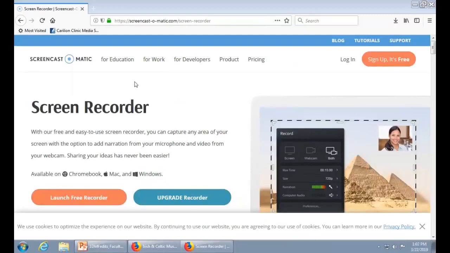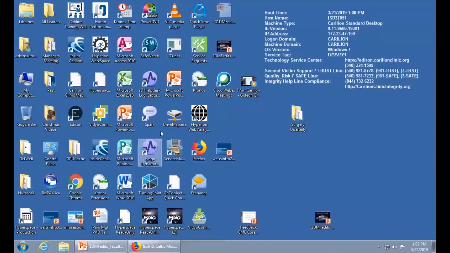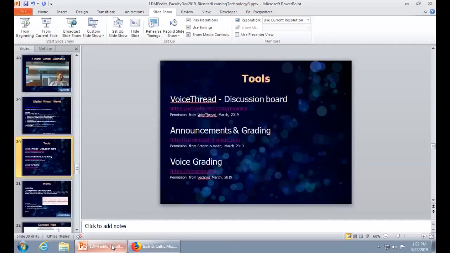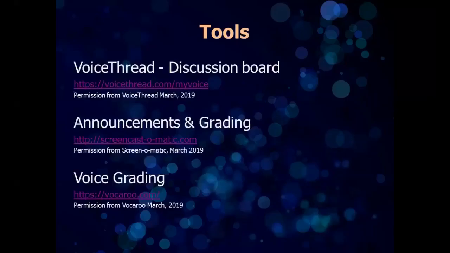Right. Now, I think David has presented here about screencast. That's another option. So there's a lot of different options out there that you can look at. So look at those links. All three of those are free. So for voice grading, use Vocaroo. For discussion boards, VoiceThread, okay? And all of those are real easy to use for the student and for us. I'd much rather grade a video of a student talking than written stuff.